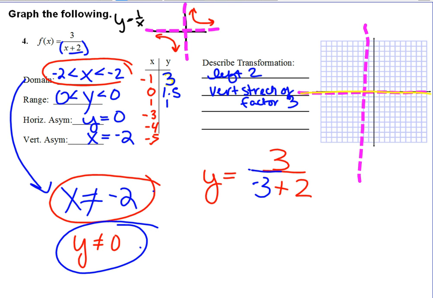I'm at 3 over -1, or -3. What if I'm at 4? Sorry, -4, I apologize. It would be 3 over -2, and so that would be -1.5. And at -5, it'd be 3 over -3, which would be -1.